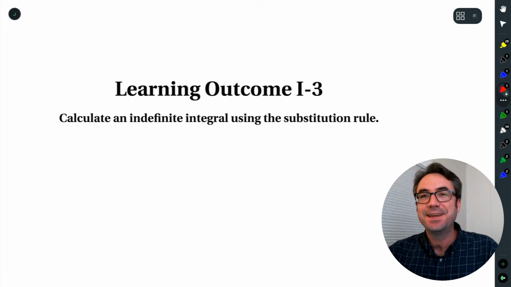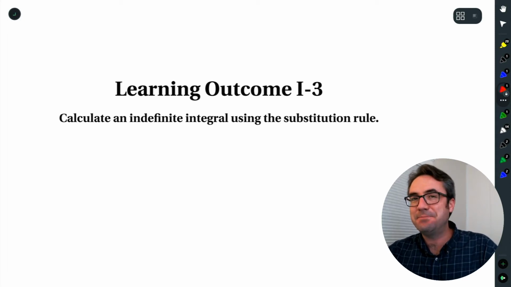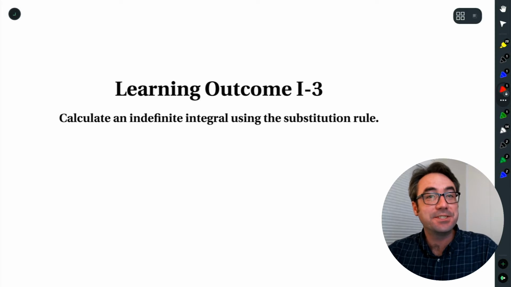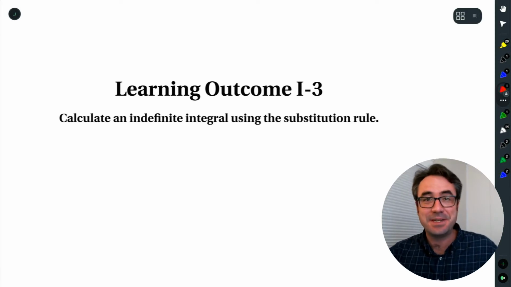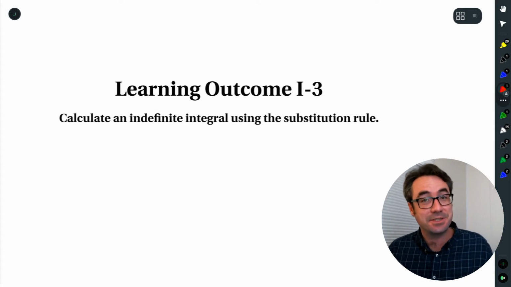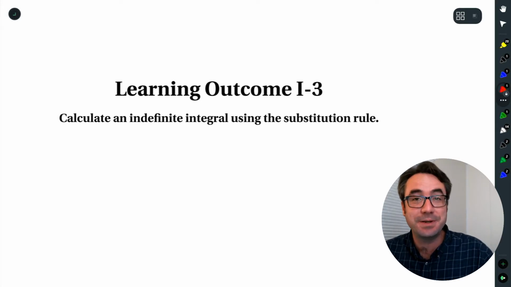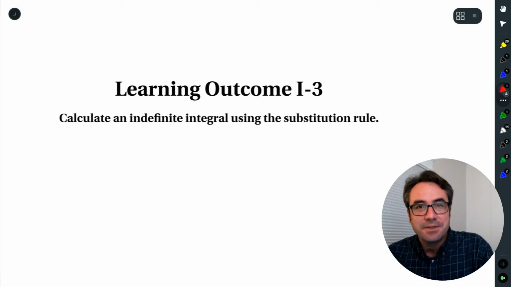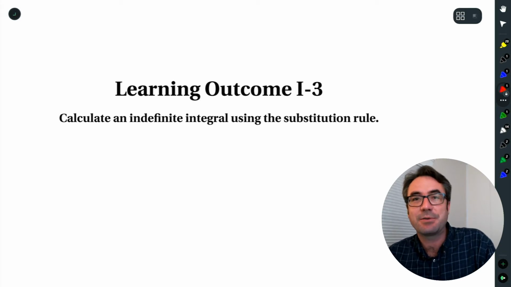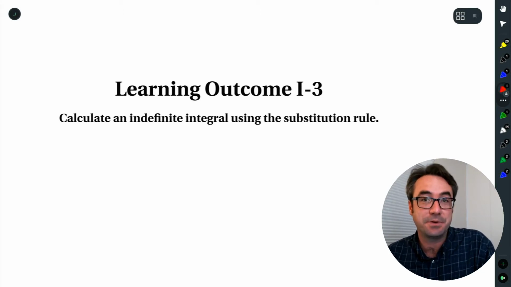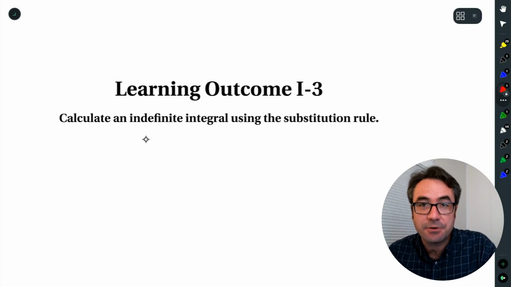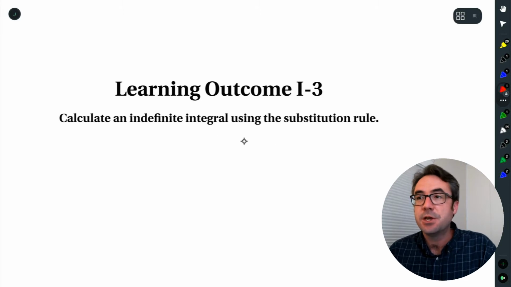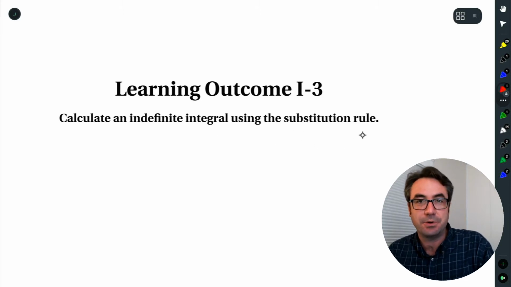Welcome everyone. In this lesson, we're going to see probably our most important integration technique. We're going to use it all the time in helping us integrate functions in this course, and then even going into Calc 2 and later on into Calc 3. This technique is incredibly useful. Specifically, we're going to see how to calculate an indefinite integral using substitution rule.